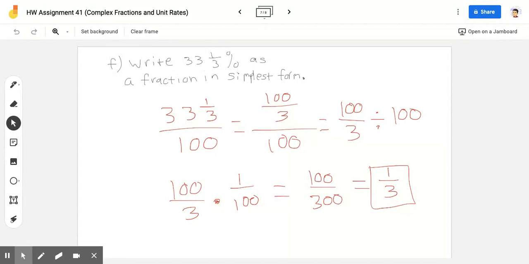Practice it out. Take a look at the practice problems. Use the solutions to help you out. Don't just write the solutions. I want to see you work out the problems as well. That's what I'm going to be looking for.